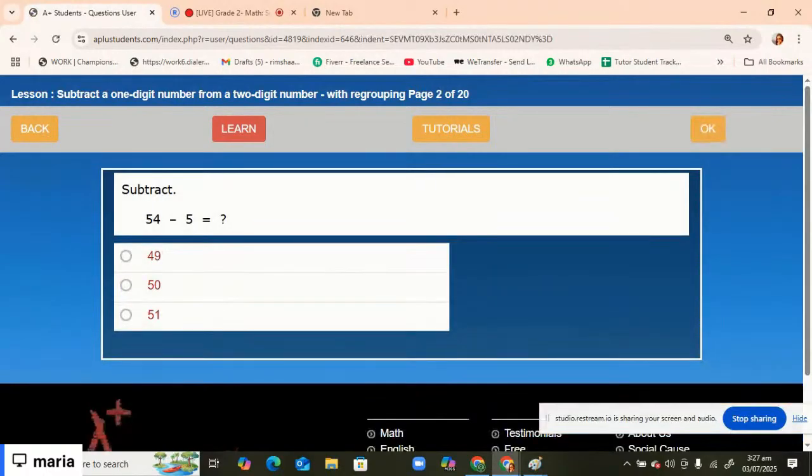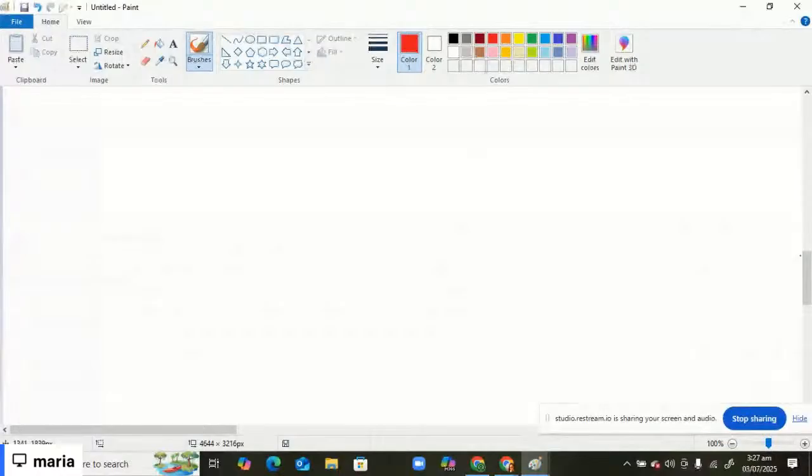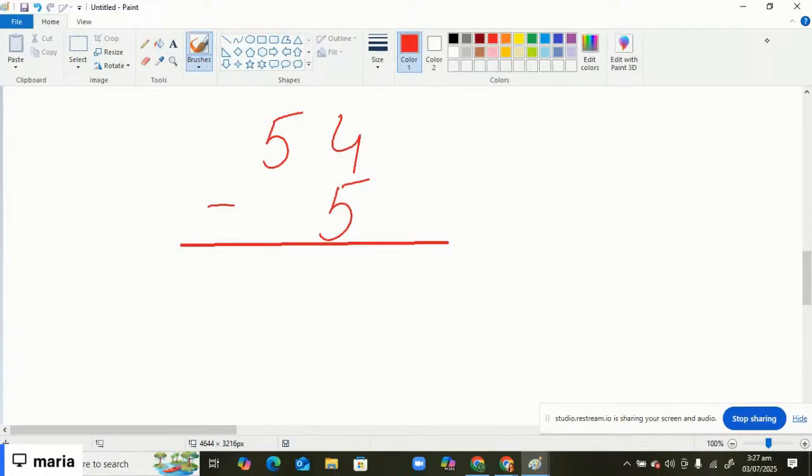Okay. Now subtract 54 minus 5. Let's do it. 54 minus 5. So tell me, 4 out of 5 is possible? No, it's not. So what do we do for that? We just borrow from the 5. So 5 becomes 4 and this 4 becomes 14. Tell me everyone, 14 minus 5. What is the answer? Draw 14 lines on your notebook.